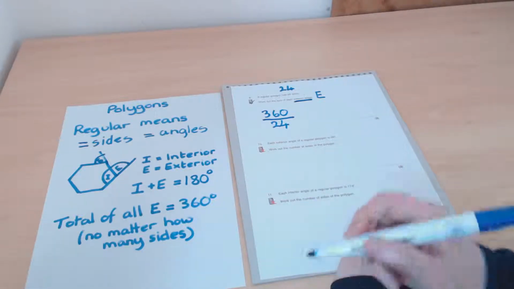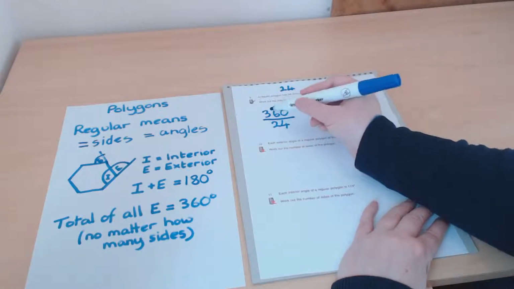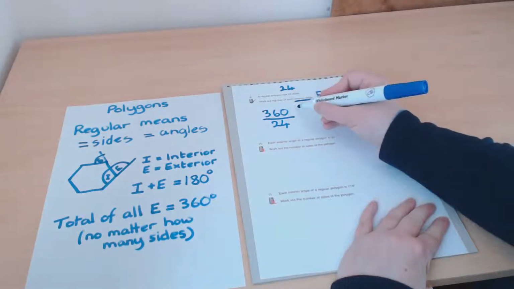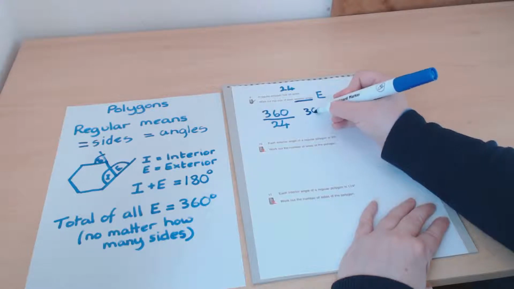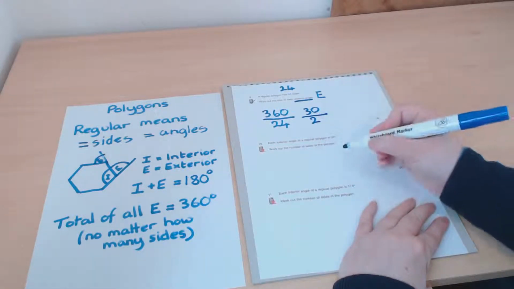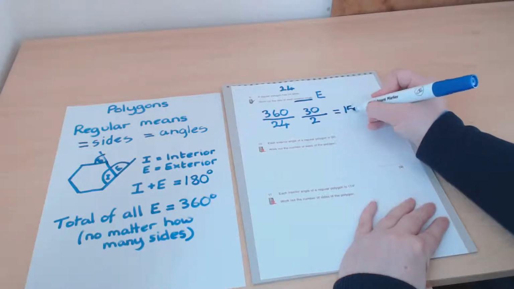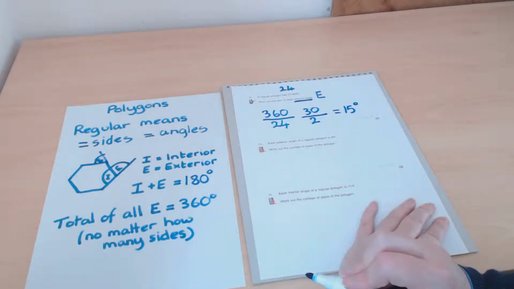So if you know something about your 12 times table, you can see we've got 2 12s here and 3 12s here. So if we divide by 12 top and bottom, we're going to get 3 12s if it was 36, so 30 because it's 360, and 2 on the bottom, and 30 divided by 2 is 15. So each of the exterior angles in that polygon is 15 degrees.